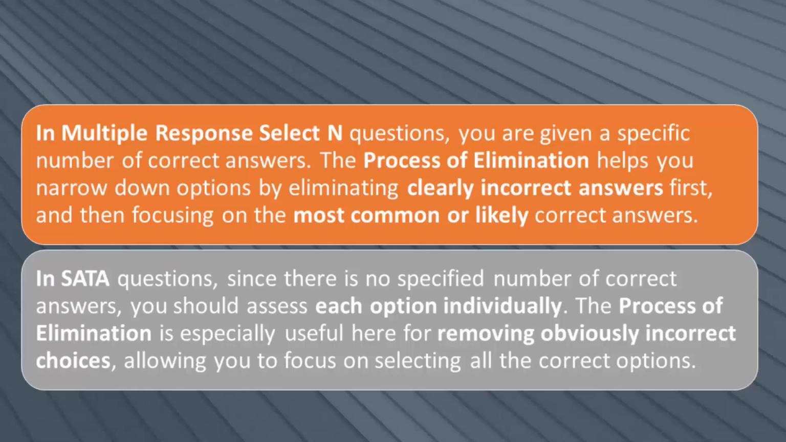Key takeaways. In Select All That Apply (SATA) questions, there is no fixed number of correct answers. You must analyze each option independently. Use the process of elimination. First, remove options that are clearly incorrect, like option 5. Then, carefully assess the remaining statements to identify the correct ones.